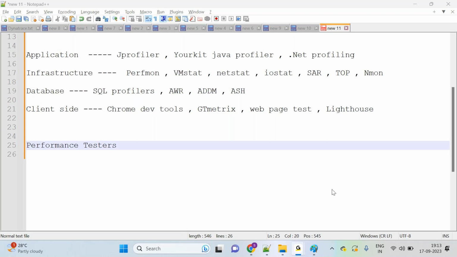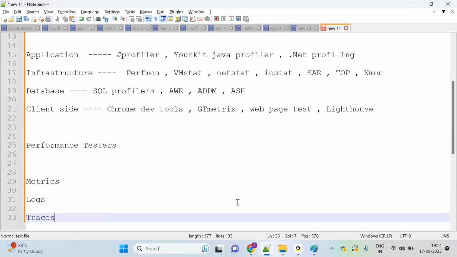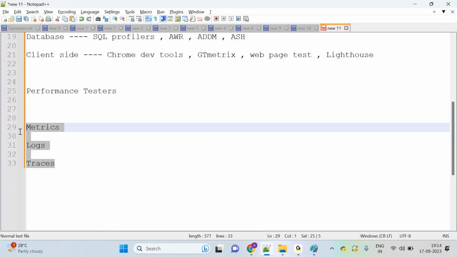So in that case, I need to get some information from the application. For that, what they are saying: metrics, logs, trace. These pieces of information are very, very important. These are the external output I'm saying. Through that only, they are going to say whether your application is working good or working bad.